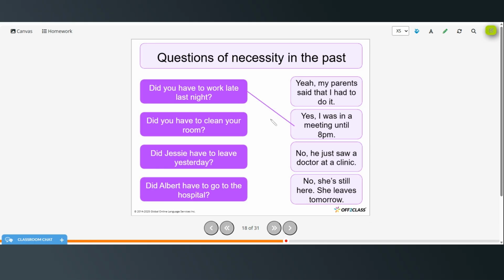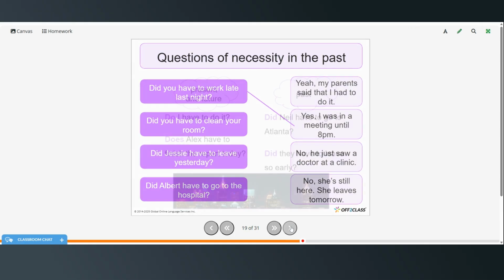Did you have to clean your room? Yeah, my parents said that I had to do it. Did Jessie have to leave yesterday? No, she's still here. She leaves tomorrow. Did Albert have to go to the hospital? No, he just saw a doctor at a clinic.